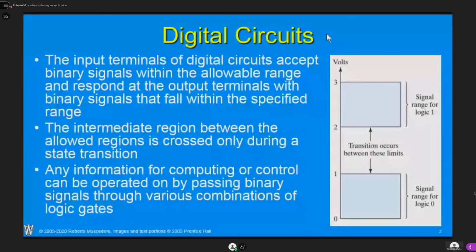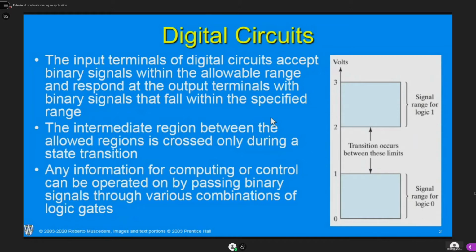And the output of the terminals, or the output of that gate that we're using, the binary signal is also going to fall between these ranges too. So again, the intermediate region only happens when there's a transition in a state. So when I'm going from a 0 to a 1 or a 1 to a 0, that's the only time that's going to happen. Okay?